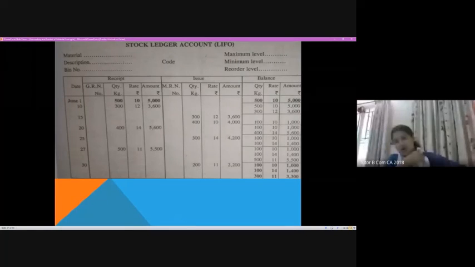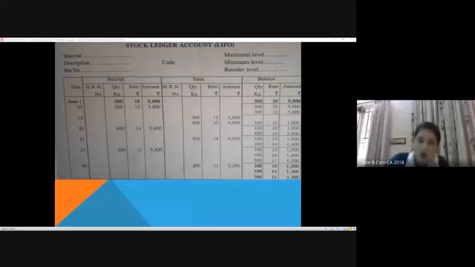This is what we call the LIFO method. We already learned the first in first out method. Now we have learned the LIFO method, that is the last in first out method.